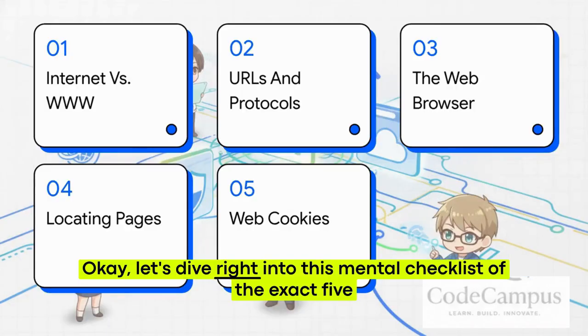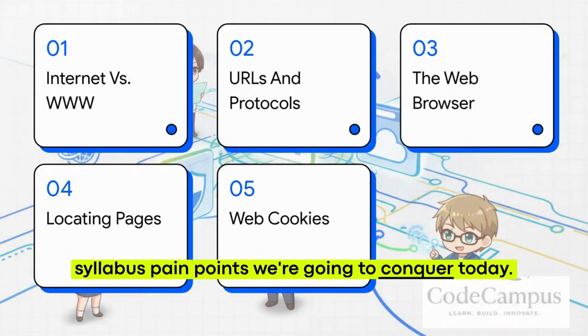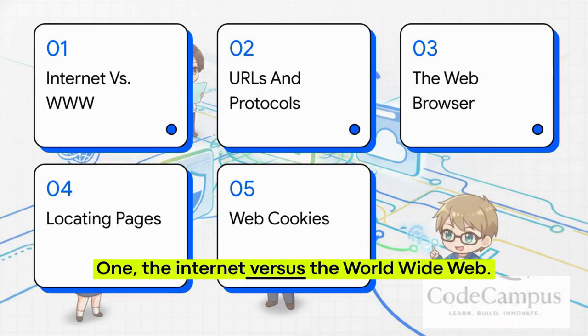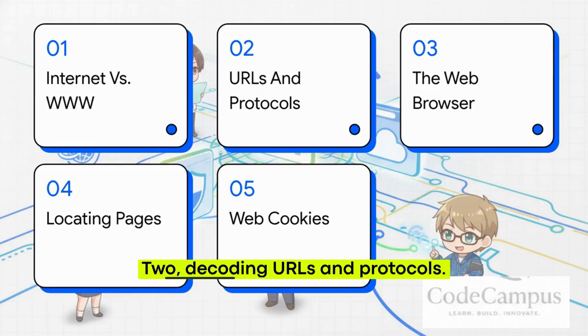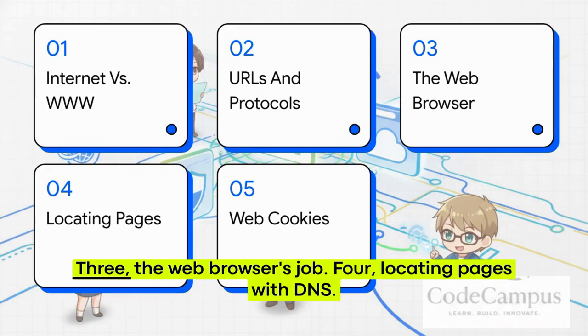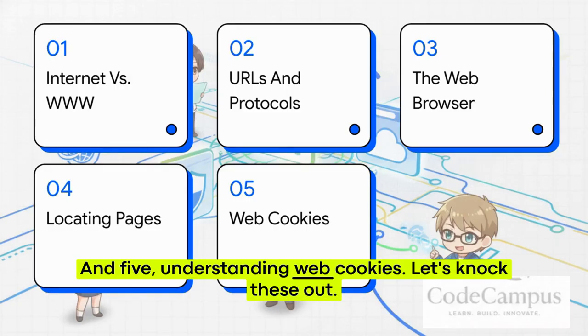Okay, let's dive right into this mental checklist of the exact 5 syllabus pain points we're going to conquer today. 1. The internet versus the World Wide Web. 2. Decoding URLs and protocols. 3. The web browser's job. 4. Locating pages with DNS. And 5. Understanding web cookies.